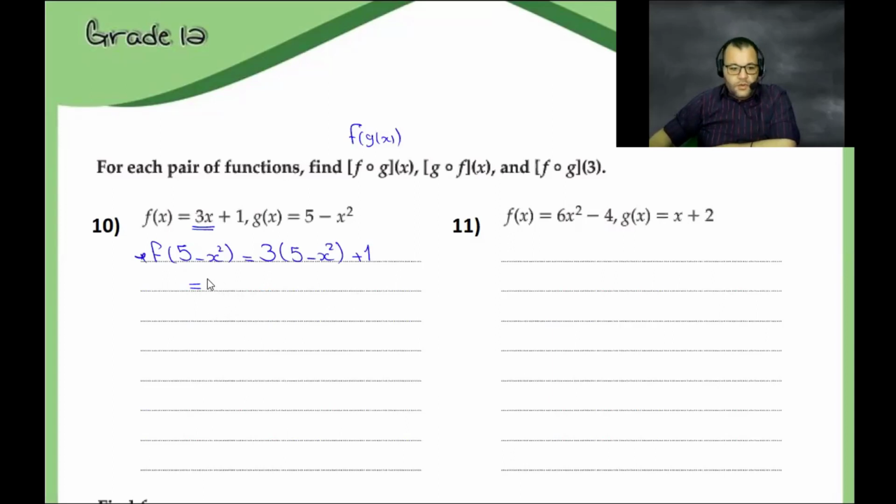Negative 3x squared minus 9? Add the first, 3 times 5, so it will be 15. Okay, 15. 3 times negative, minus negative 3x, so negative 3x squared. Then plus 1, because the 1 is outside the parentheses. So it will be negative 3x squared plus 16. This is the first one.